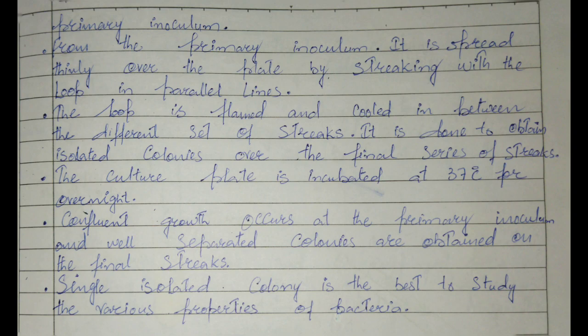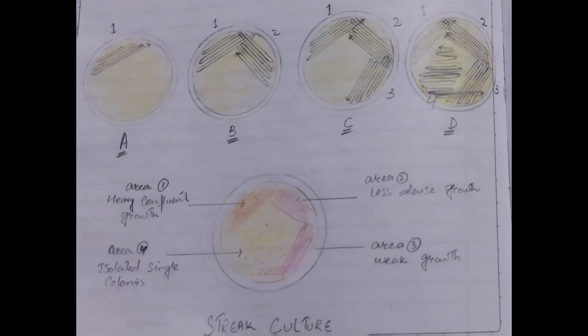The culture plate is incubated at 37 degrees Celsius overnight. Confluent growth occurs at the primary inoculum and well separated colonies are obtained on the final streaks. A single isolated colony is the best to study the various properties of bacteria.